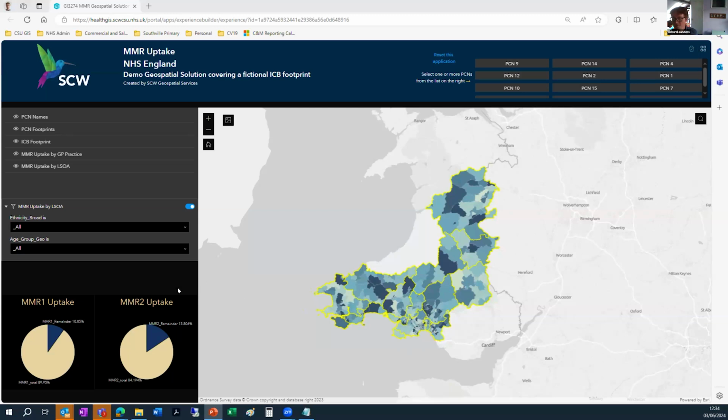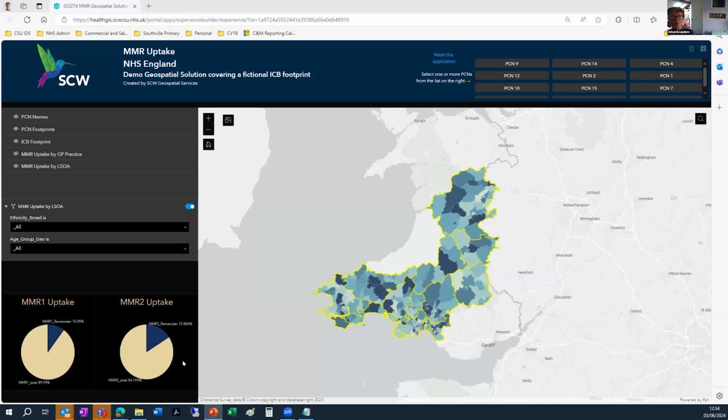On the bottom left, there are two pie charts, and these show what proportion of the population currently shown have had the MMR1 or MMR2 vaccination. The MMR1 rate is 91%, and MMR2 is 83.193%. So pretty much in line with national averages. Pretty typical, but not quite high enough, sadly.